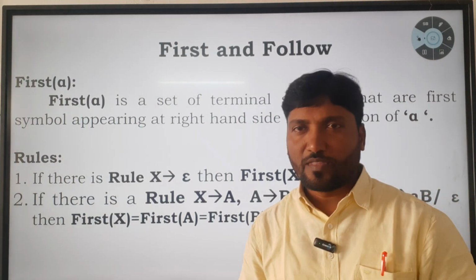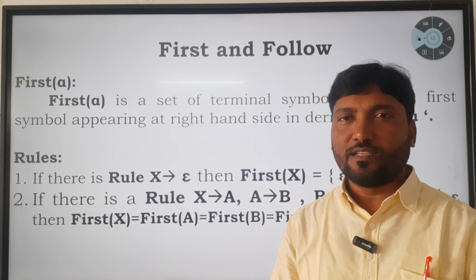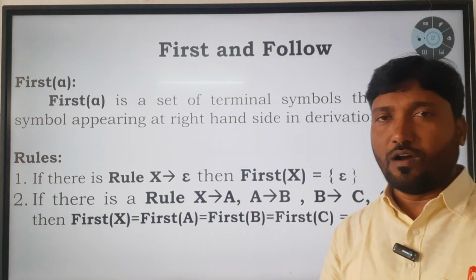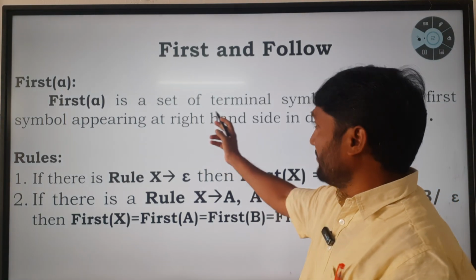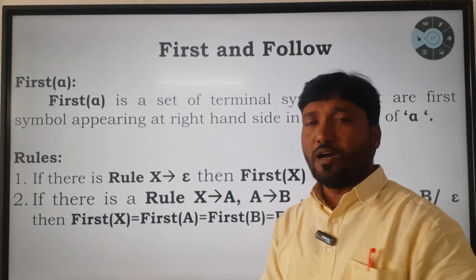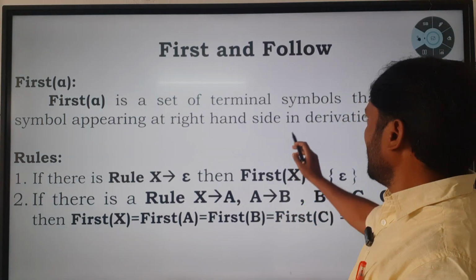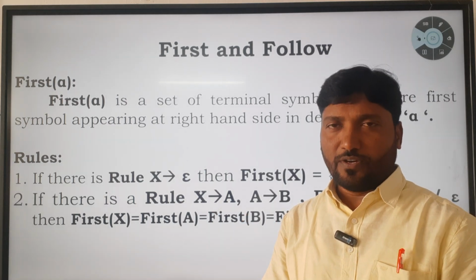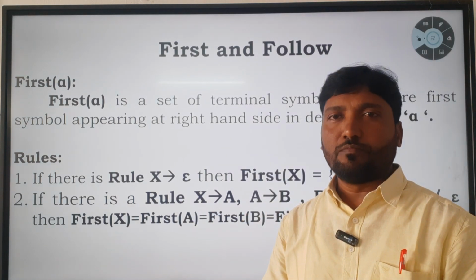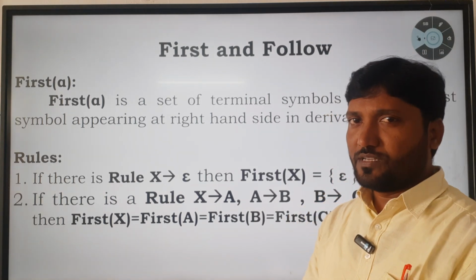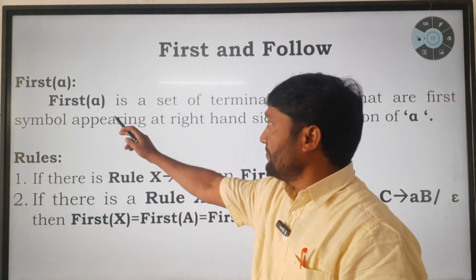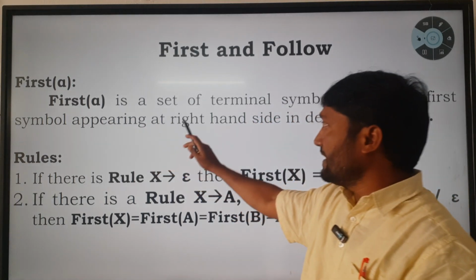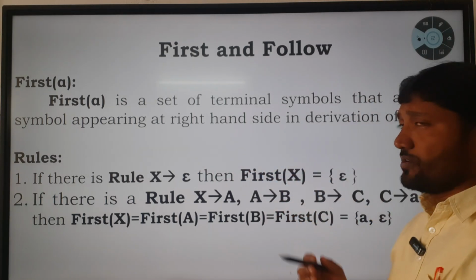Now, first and follow. First of all, try to understand what the first function is, and later go for the follow function. What is the first of alpha? First of alpha is the set of terminal symbols that are the first symbol appearing on the right hand side in the derivation of alpha. That means, on the right hand side in the derivation of alpha, any terminal symbol can be considered as the first function. A simple definition is that first of alpha is the set of terminal symbols that are the first symbol appearing on the right hand side in the derivation of alpha.